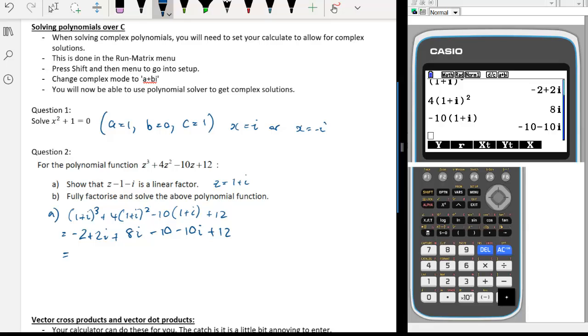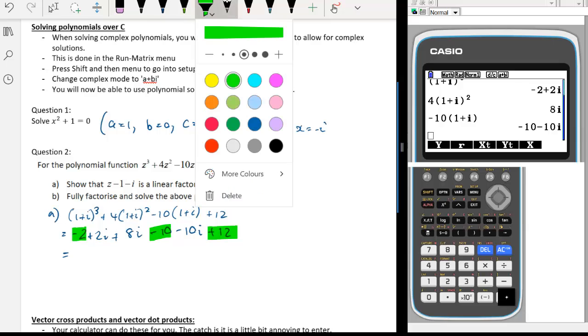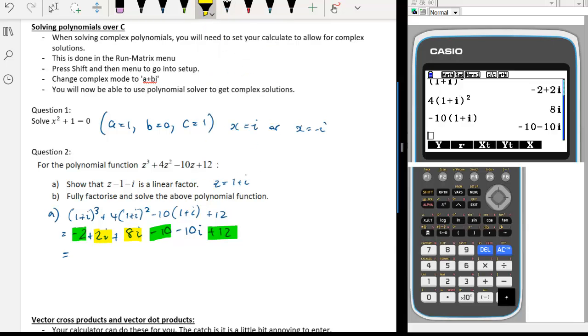And then we could really easily group these together. So when we look at our real numbers, we can see negative 2 take 10 plus 12 is definitely 0. And when I look at my imaginary numbers, I've got 2 plus 8 take 10, so that's definitely 0 as well. So we end up with 0 here. So we can use that quite efficiently to help us if we need.